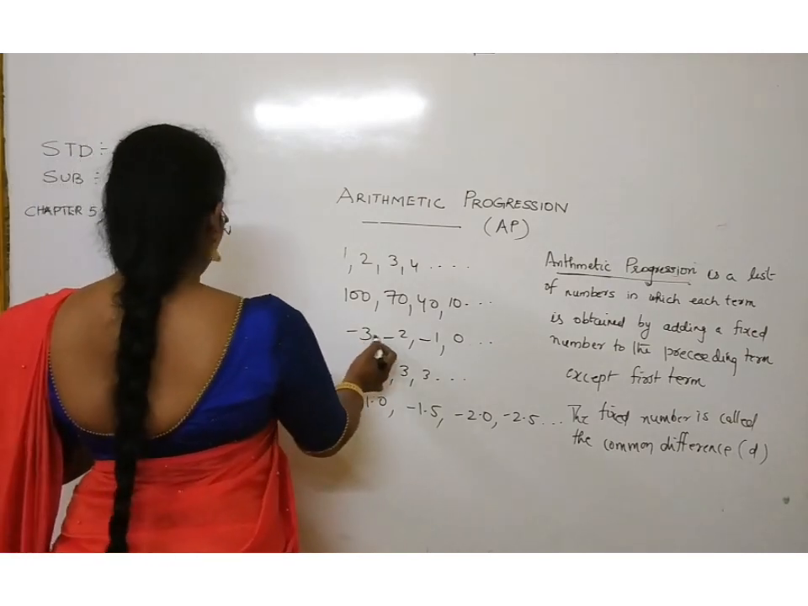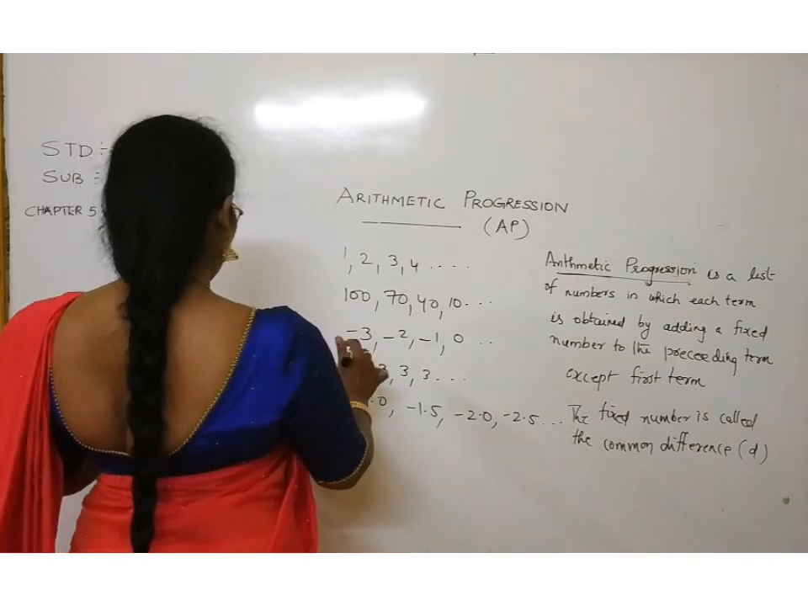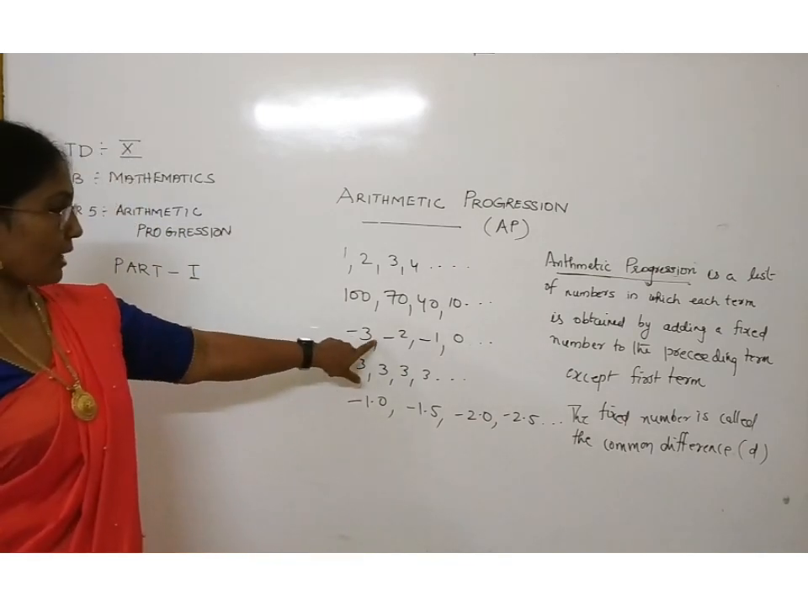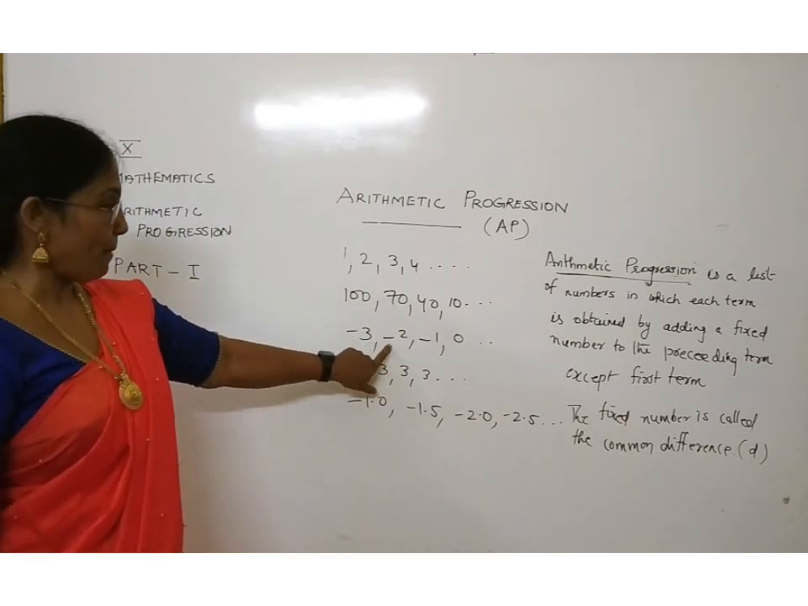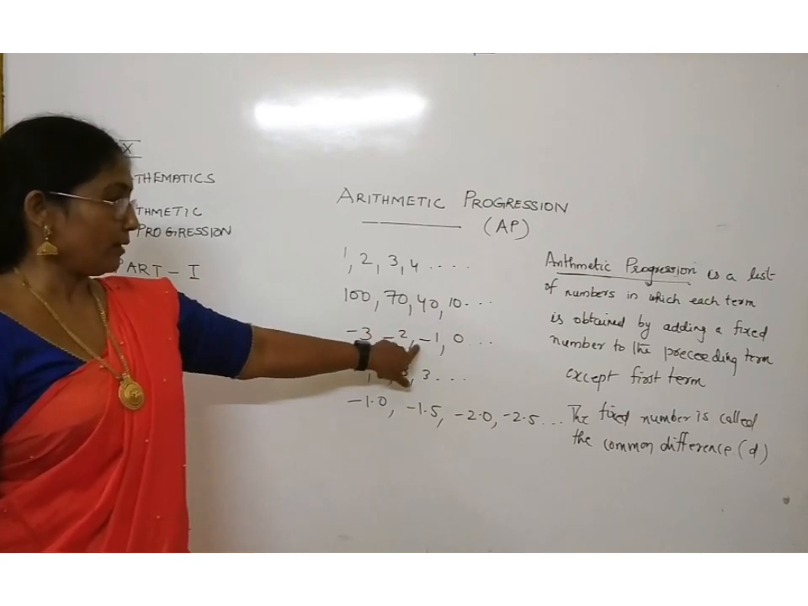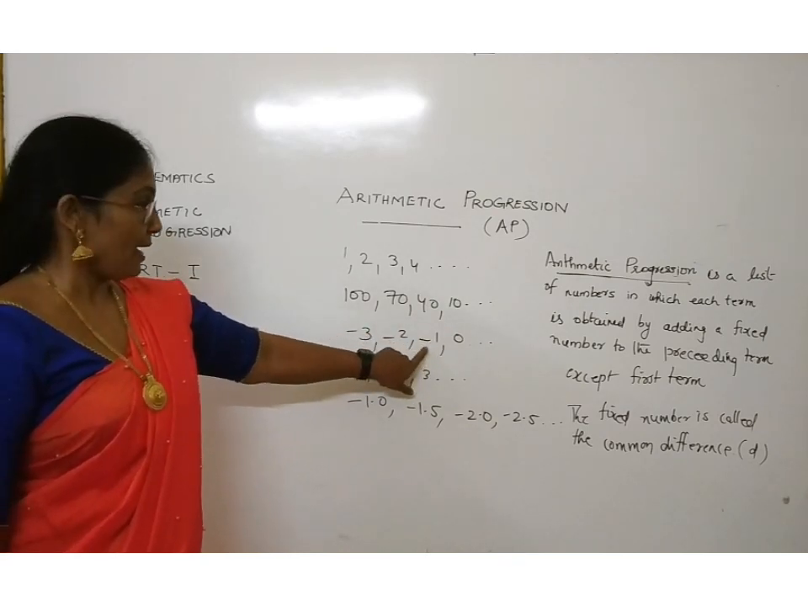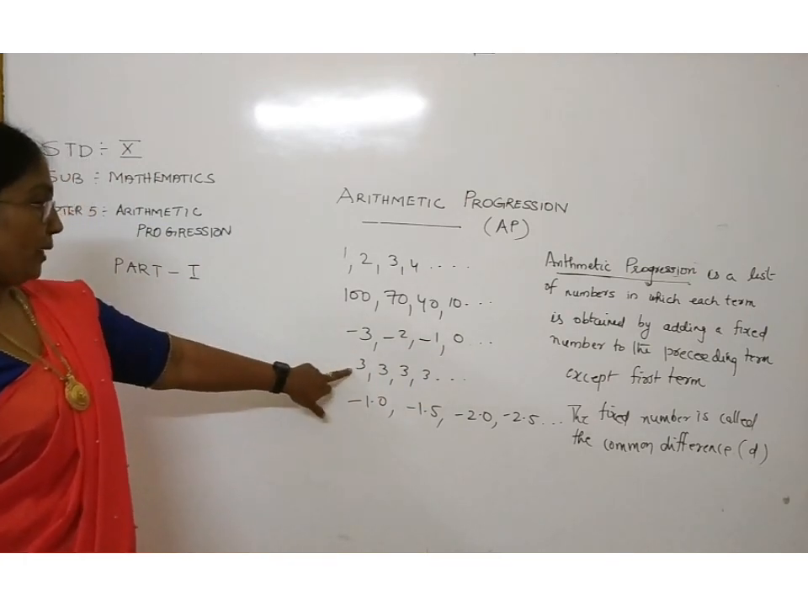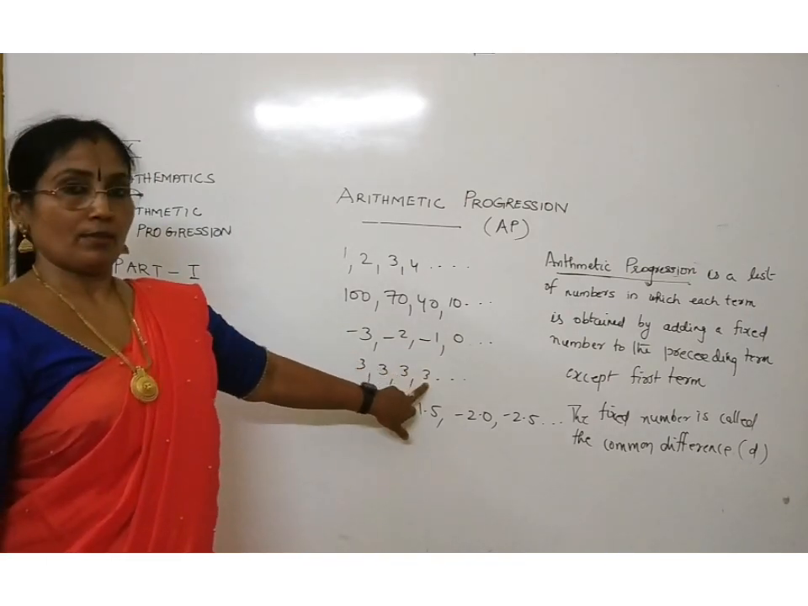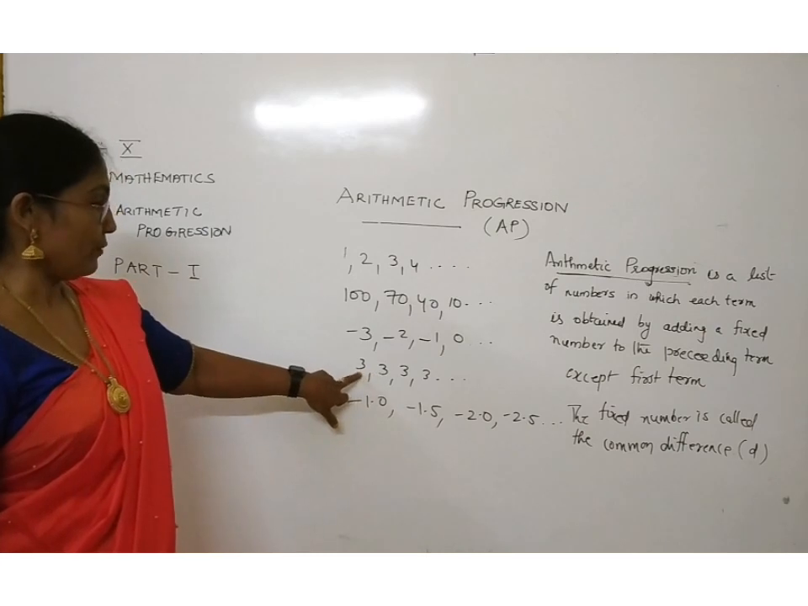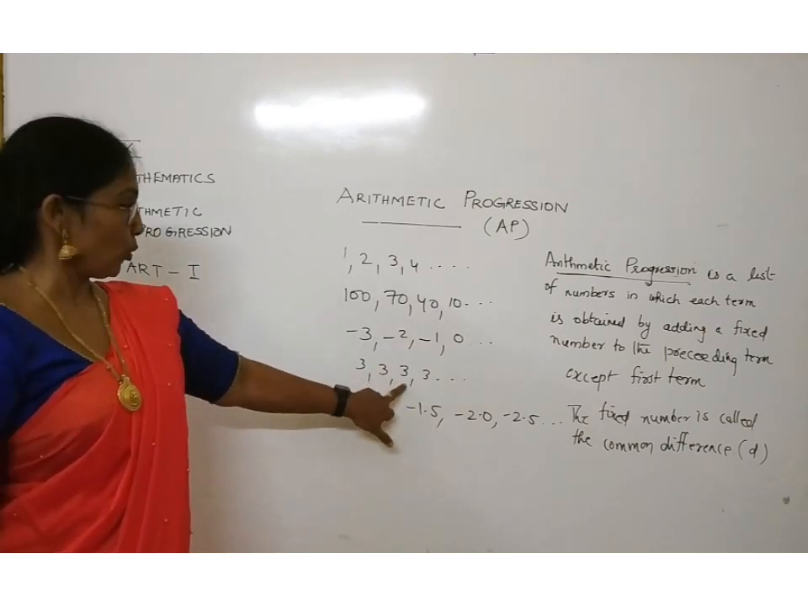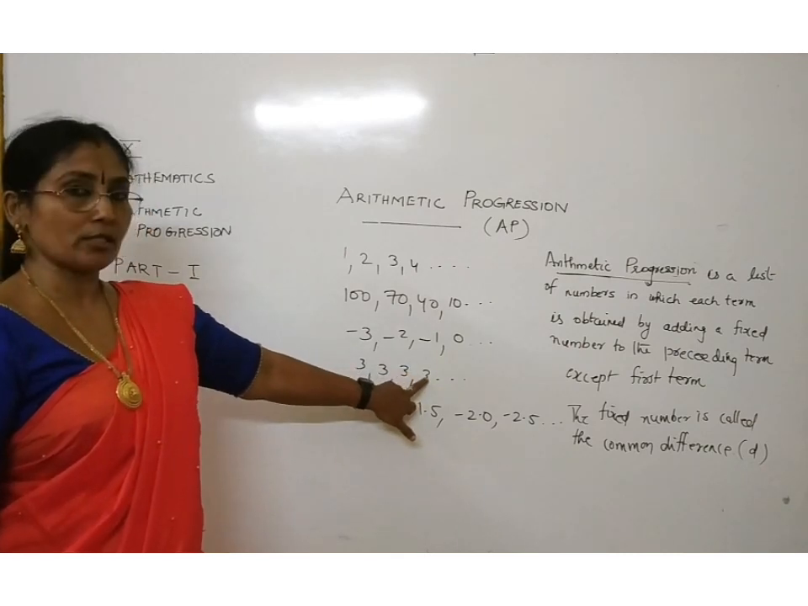And in this case, minus 3, each term is obtained by adding 1 to the term preceding it. Is it right? Minus 3 plus 1 is equal to minus 2. Minus 2 plus 1 is equal to minus 1. Minus 1 plus 1 is equal to 0. Now, next one, 3, 3, 3, 3. Here also we are adding a fixed number, that is 0. Is it right? 3 plus 0 is 3. 3 plus 0 is 3.